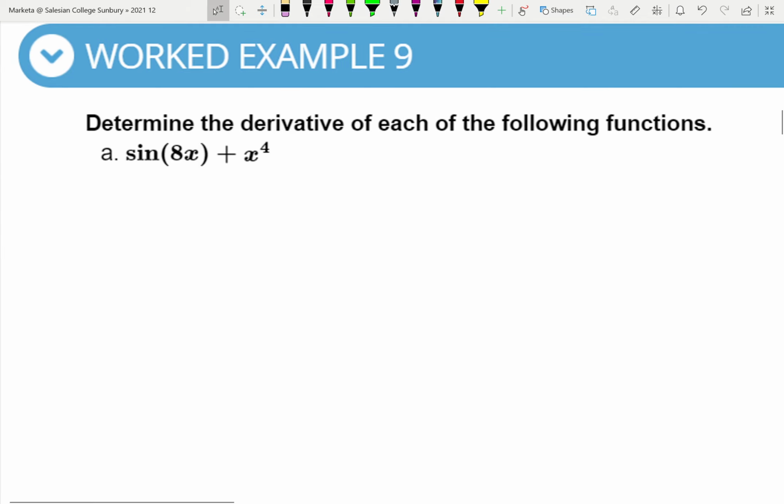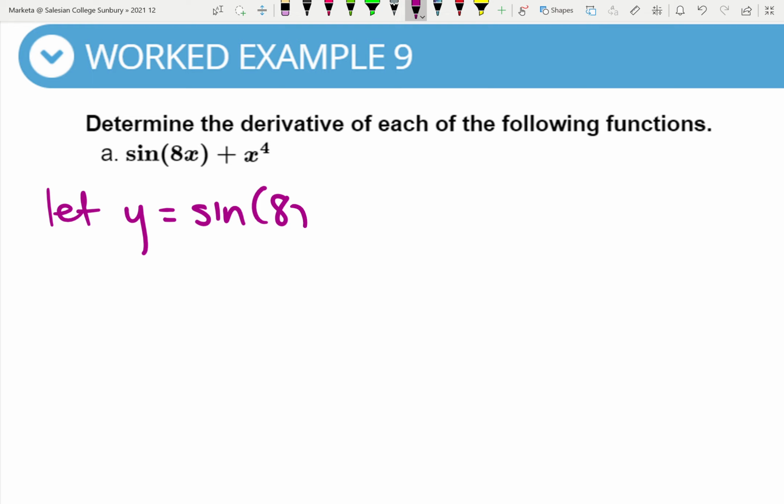So let's have a look. Here we've got sine 8x plus x to the power of 4. I'm just going to say let y equals sine 8x plus x to the power of 4. And I'm going to do this just by using the rules. I'm not going to be using the chain rule for this one. We will be doing the chain rule in the next exercise, or the next chapter, rather. So what happens is, this is easy. Let's do that first. That's going to be 4x cubed. So then we're just left with this sine 8x.